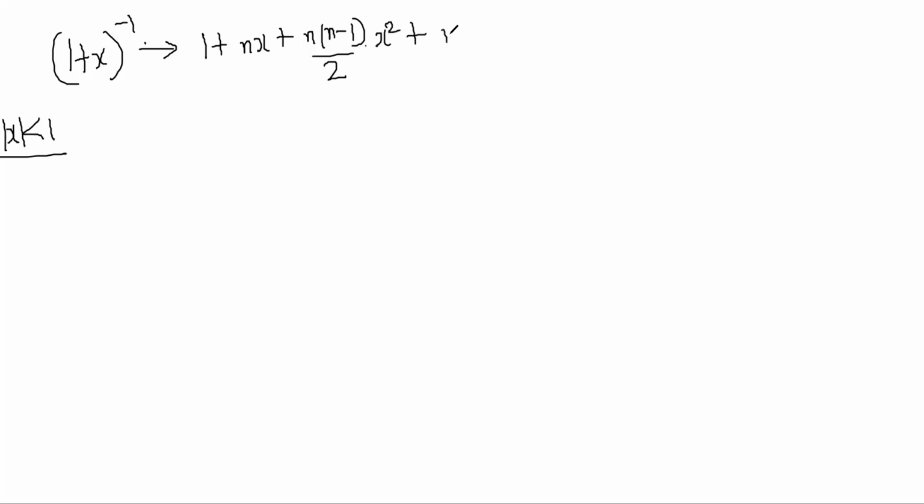Now, in a similar fashion, if the index is a negative integer, then we'll apply the same logic. Suppose (1 plus x) to the power minus 1. Again, it will be an infinite series, and let's assume that mod x is less than 1. Then I will write the series as 1 plus nx plus n into n minus 1 by 2 into x square plus n into n minus 1 into n minus 2 by 1 2 3 x cube and so on, and I will put the value of n.